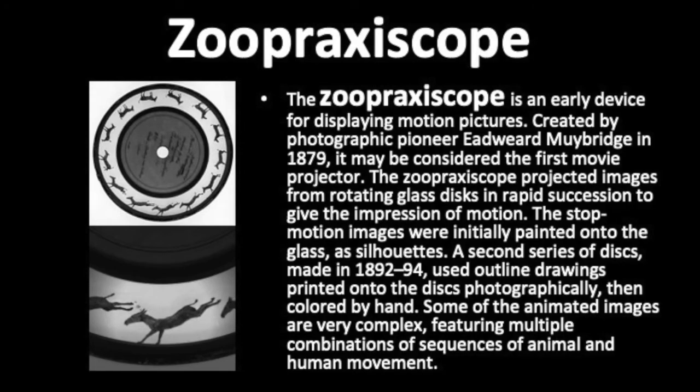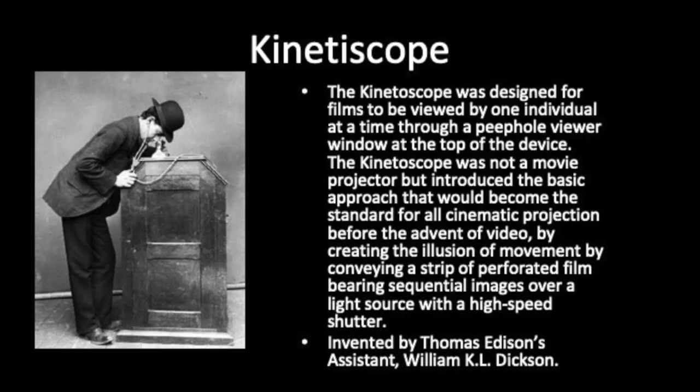In 1879, Edward Muybridge created the Zoopraxiscope, which was basically a fancier version of the zoetrope. It used mirrors so that the person could see the images better when they looked through the slits. The Kinetiscope was invented by Thomas Edison's assistant, William K.L. Dixon, and was one of the first ways to view these still photographs or drawings in a series. The unfortunate problem with it is that only one person could use it at a time.